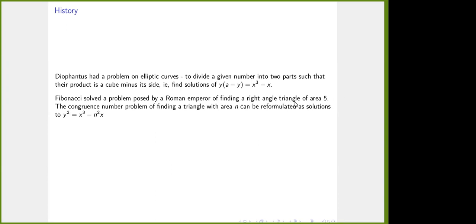So xy/2 is equal to 5 and x² + y² is equal to a rational number squared. You can reformulate it by changing coordinates as an elliptic curve. In 1621, Bachet found a duplication formula for this equation. Basically, given a solution, in modern terminology, he calculated 2P, where 2P is the group law that we're going to talk about.